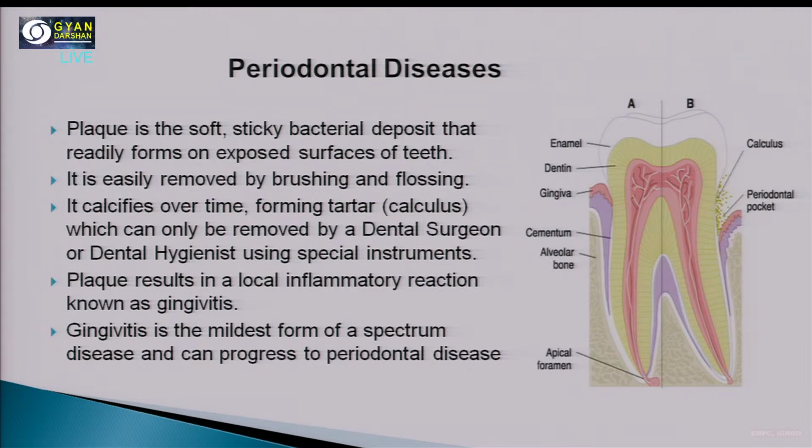This plaque layer keeps on depositing on our teeth. It keeps getting calcified, and the more it gets calcified, the more difficult it is to remove. So then it becomes tartar, which can only be removed by the dental surgeon or the dental hygienist using special instruments and machines. So plaque results in a local inflammatory reaction which is known as gingivitis, and if left untreated, it leads to a periodontal disease.